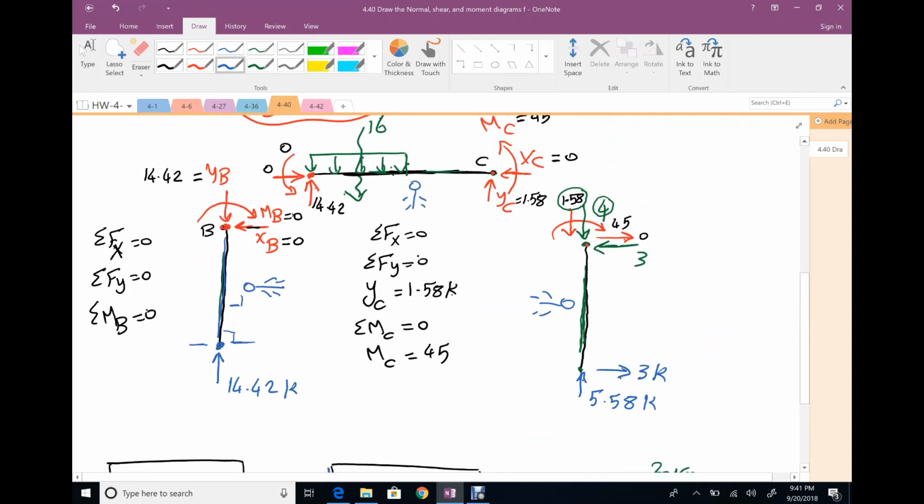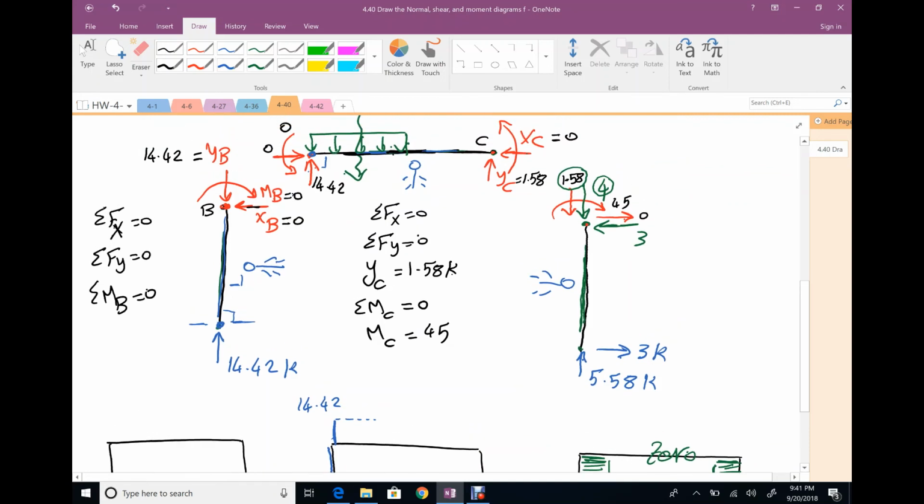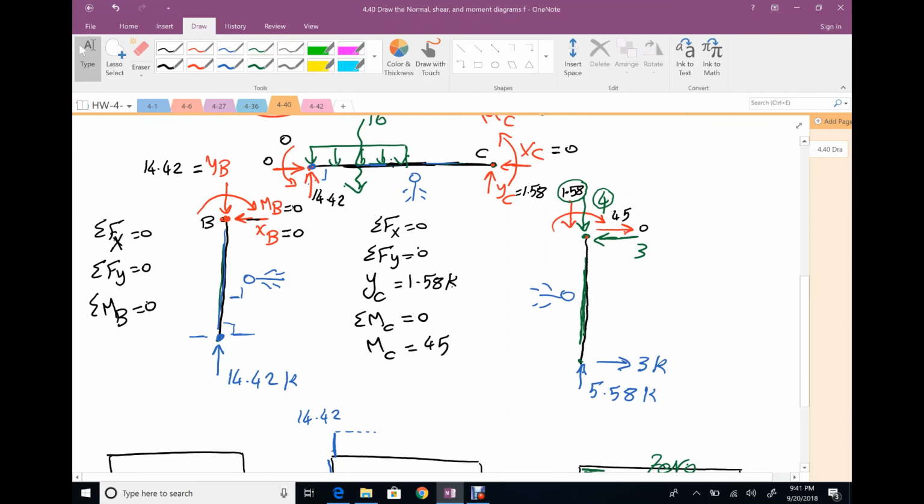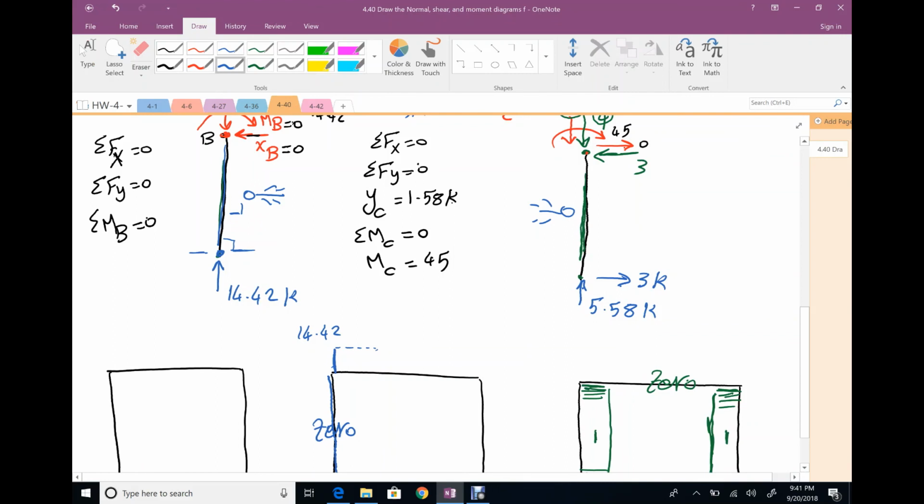Second member, this one, here is my left. On my left, I have 14.42. Remember, the force that makes shear must be perpendicular to your member. Okay, 14.42 up, so I will go up 14.42. Keep going. I found the distributed load, so dotted until I found 16. It goes down, so go down.